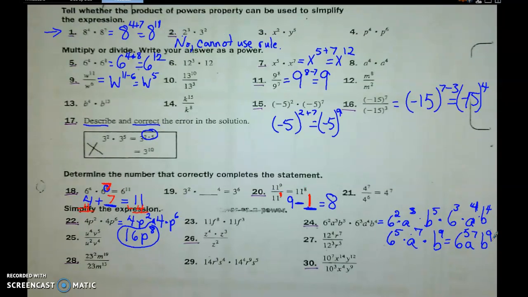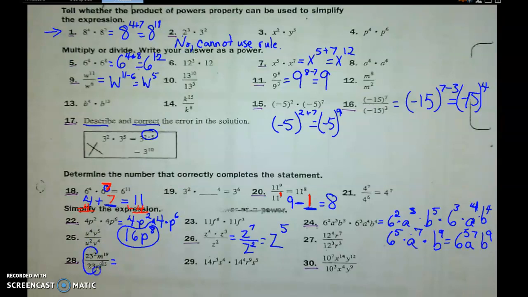Number 26, we're dividing. Okay, we're actually using more than one rule here on number 26. So let's look at the top first and simplify there. Multiplying exponents, that's going to be z to the 4 plus 3 is 7 over z squared. Now we're going to subtract. Now we're left with z to the 7 minus 2, which is 5. Looking at number 28, okay?